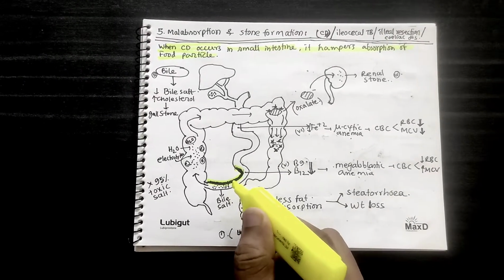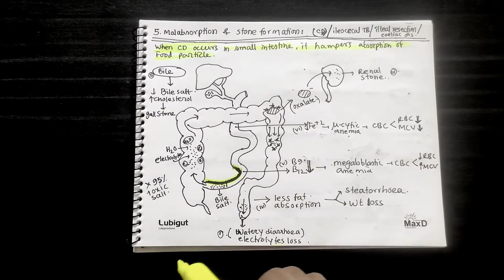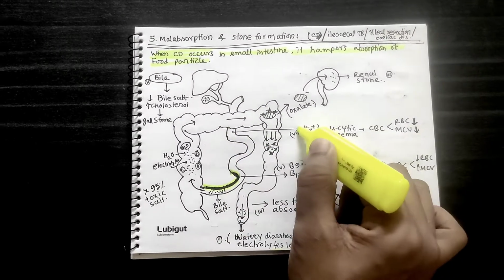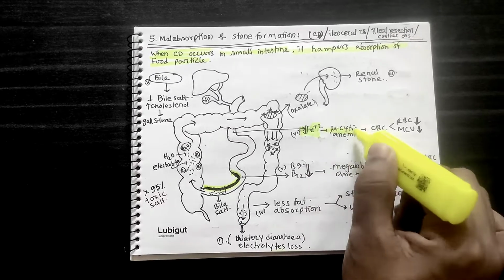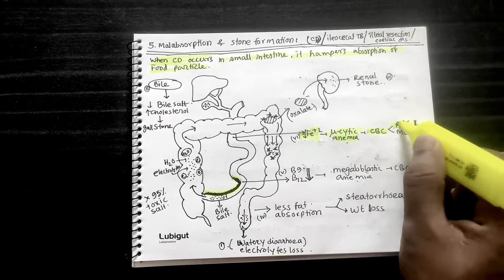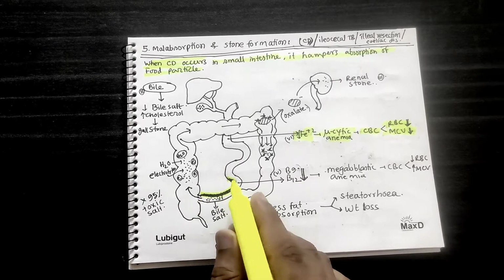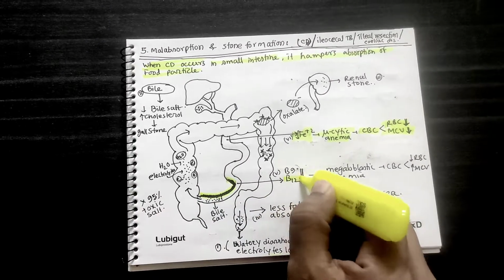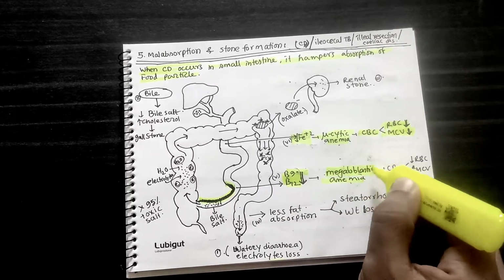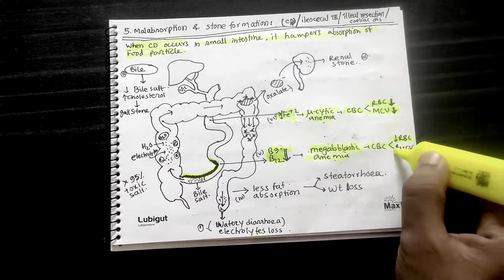This ileum is necessary for the absorption of bile salts and vitamin B12. So when Crohn's disease occurs in the small intestine, it may cause reduced iron absorption, resulting in microcytic anemia, which will be diagnosed in CBC by seeing the RBC level goes down and MCV also goes down. Next, the ileum: there will be reduced absorption of vitamin B12 and also vitamin B9, which may lead to megaloblastic and macrocytic anemia. And in CBC we will see the RBC goes down but the MCV goes up.